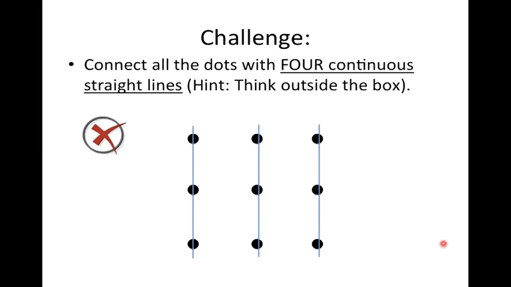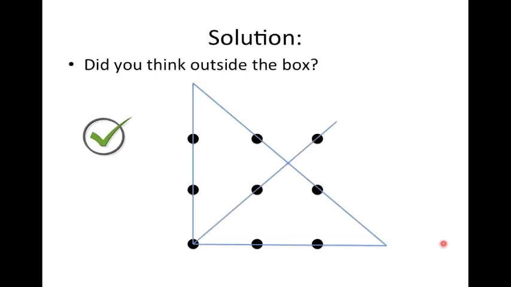So now, I'm going to show you the solution. And remember, our hint was to think outside of the box. So, did you think outside the box? Did you think to do something like this? All of these dots are connected. There's 4 continuous straight lines. If you start here, that's 1 line, 2, 3, and 4. And all the dots are connected.